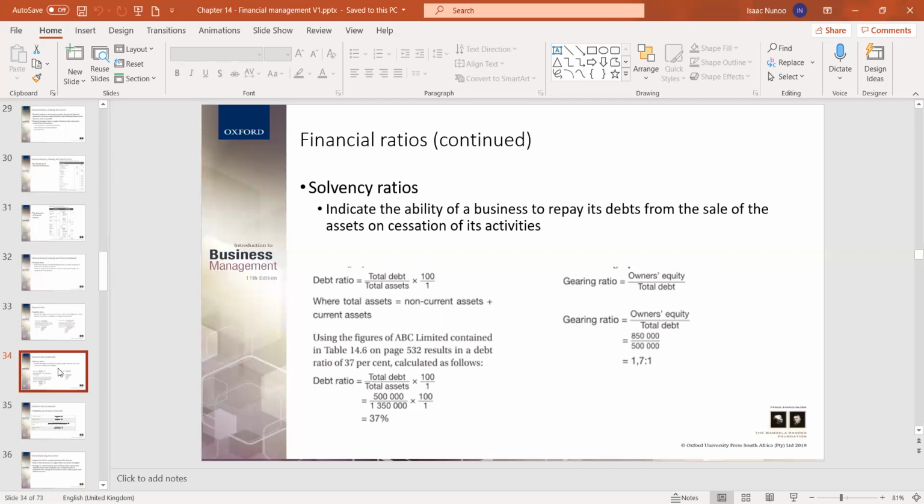And with the same thing that we talked about with the liquidity ratios, with solvency ratios we can mention two things, that is the debt ratio and the gearing ratio. With the debt ratio, the ratio may be calculated using the following equation: the total debt over the total assets. That is the debt ratio. Or we can use the gearing ratio, which we calculate as the owner's equity over total debt. So these are two things that basically we look at in terms of the solvency ratio.